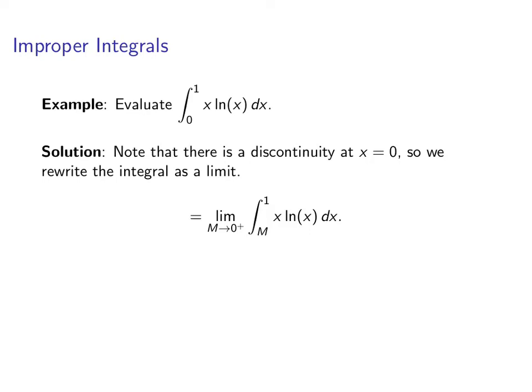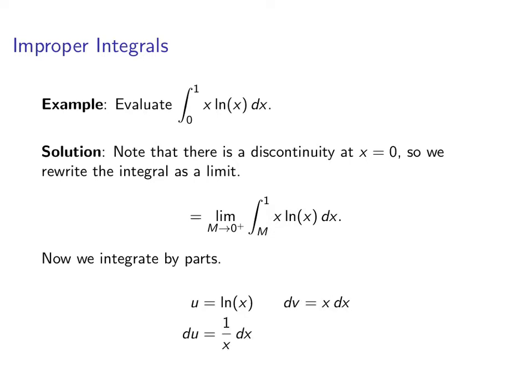So our integral is going to be the limit as m approaches 0 from the positive side of the integral from m to 1 of x log x dx. And this is a job for integration by parts. According to the DETAIL rule, what do we have? We have an algebraic and a log function. So the log function is going to be our u and the algebraic is going to be our dv. So u is log x, dv is x dx, du is 1 over x dx, and v is 1/2 x squared.